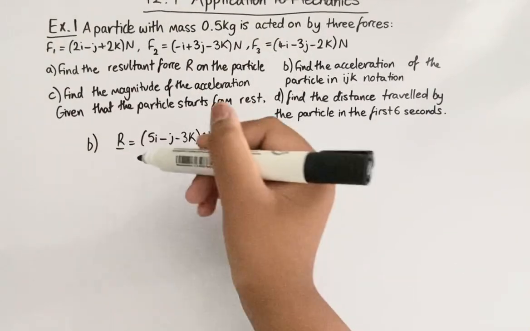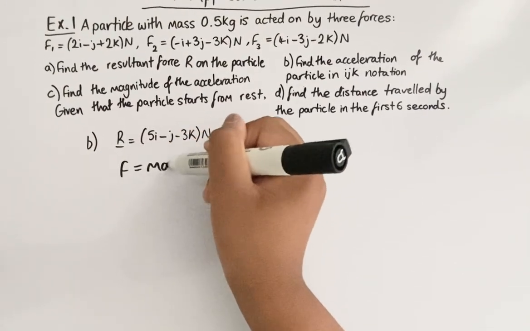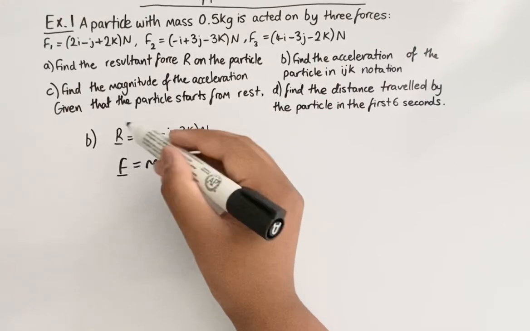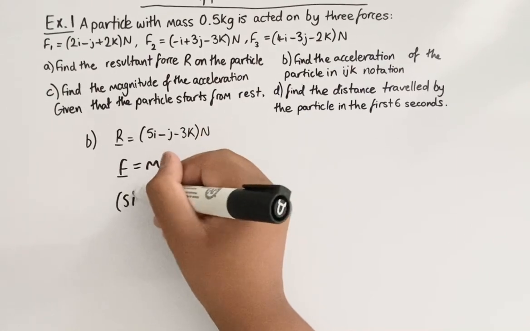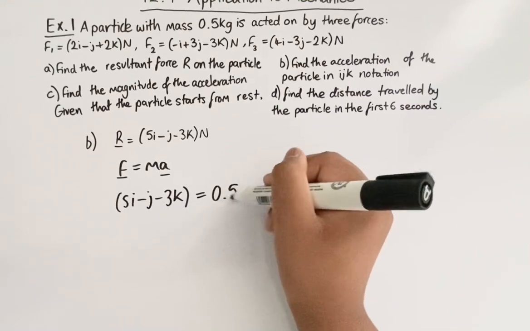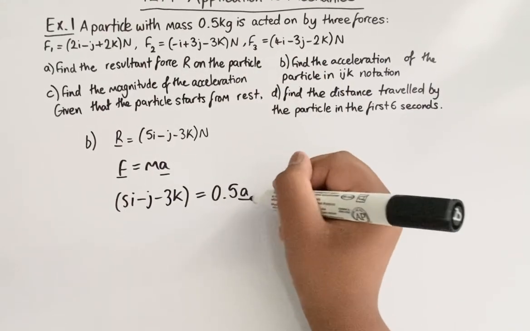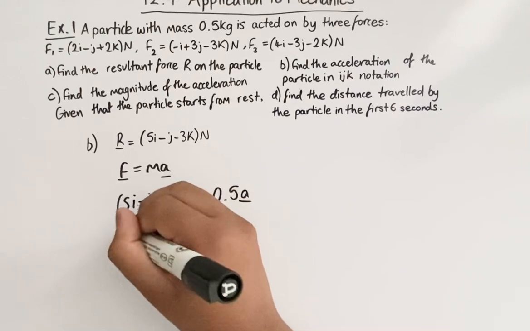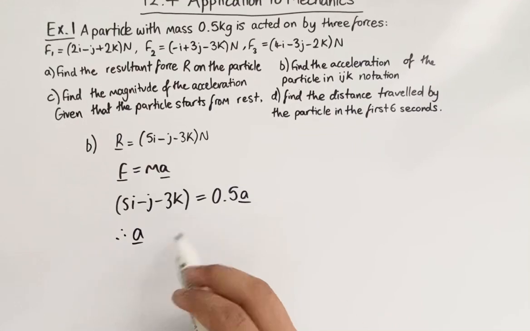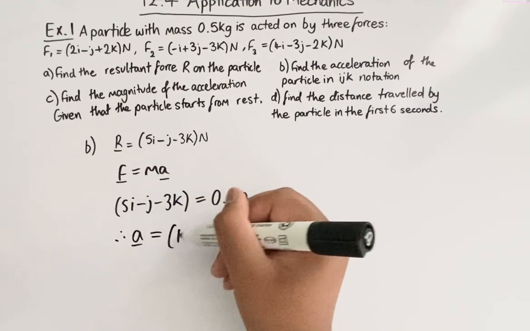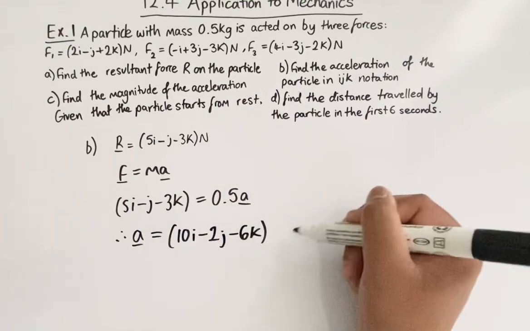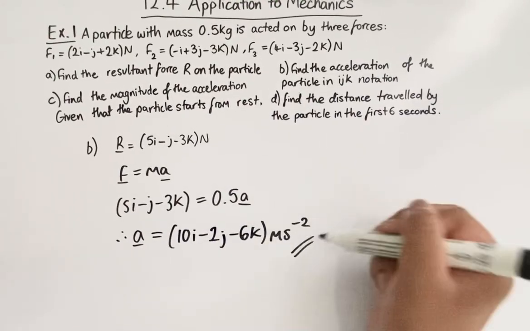For part B, we know that F is equal to ma. In this case, F and a are vectors. And so we know that F, the resultant force, 5i minus j minus 3k, is equal to 0.5, which is the mass, multiplied by the vector a. And so therefore, a will be equal to 5i minus j minus 3k divided by 0.5, or multiplied by 2, which will give you 10i minus 2j minus 6k meters per second squared.